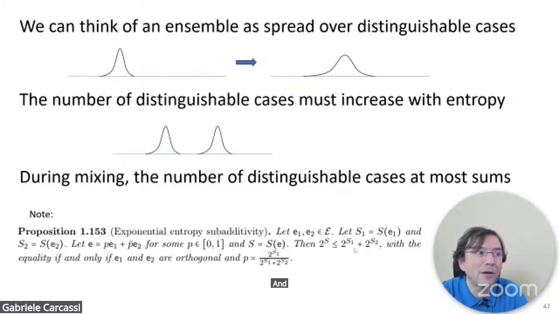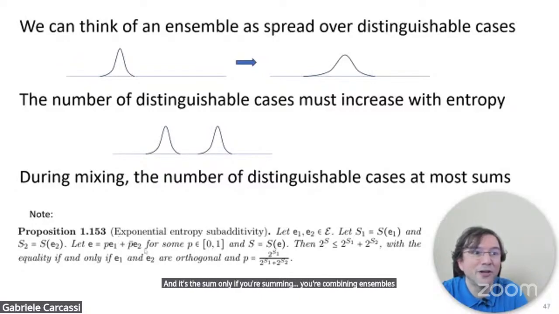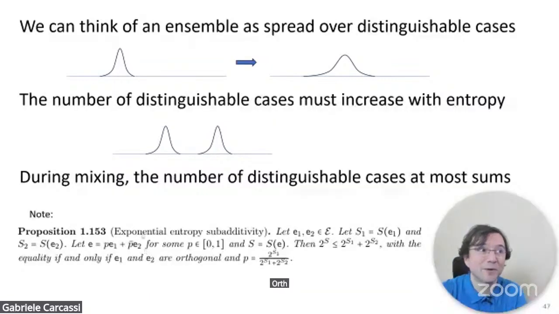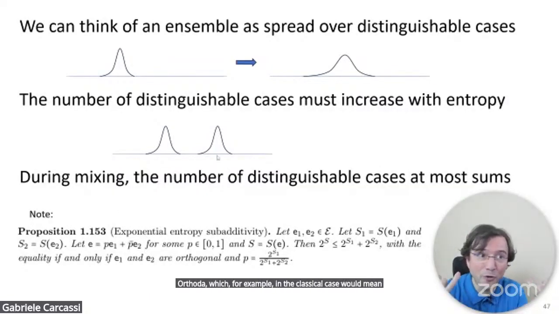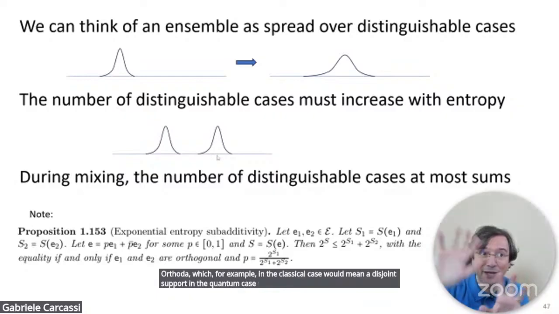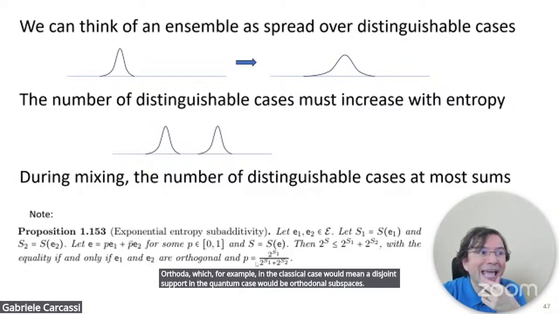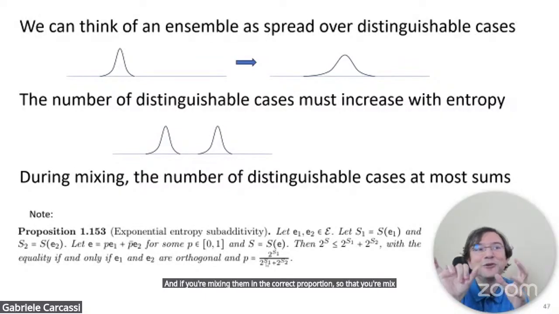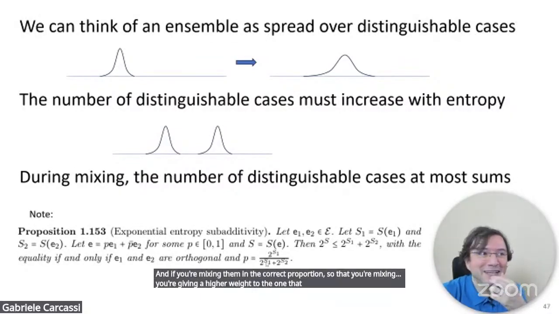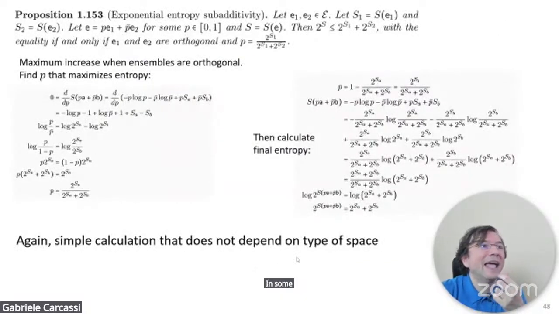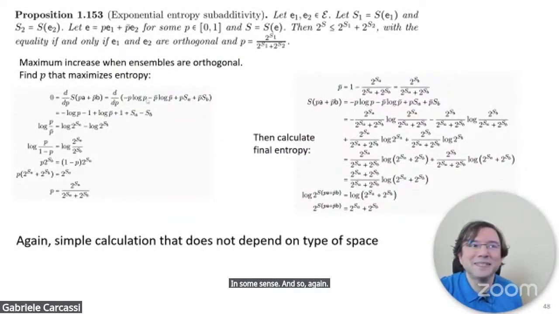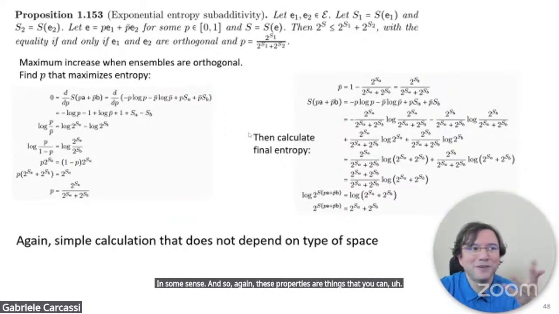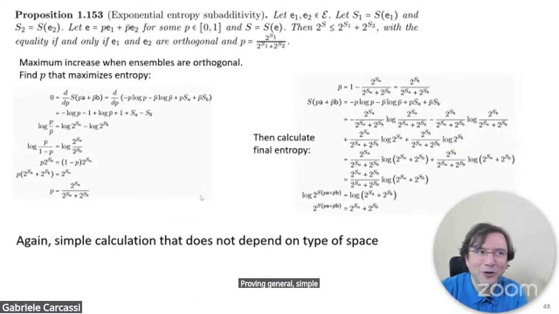And it's the sum only if you're combining ensembles that are orthogonal, which, for example, in the classical case would mean disjoint support. In the quantum case it would be orthogonal subspaces. And it holds if you're mixing them in the correct proportion, giving a higher weight to the one that is bigger in some sense. Again, these properties are things that you can prove in general, with a simple calculation on any type of space, so these are truly general things.